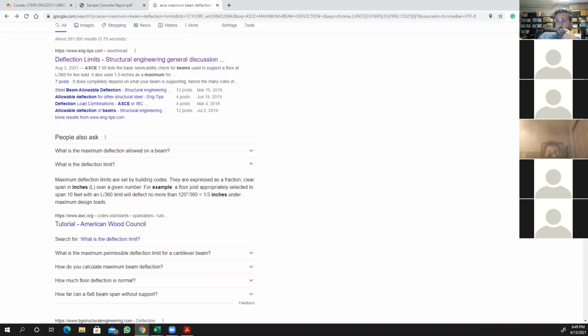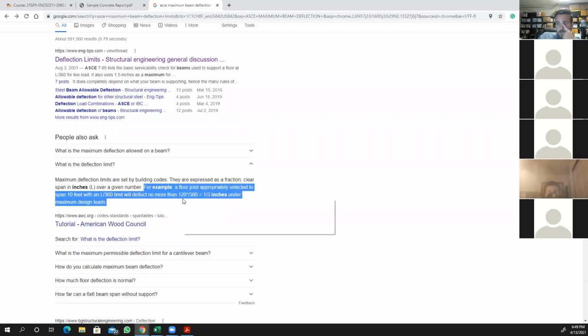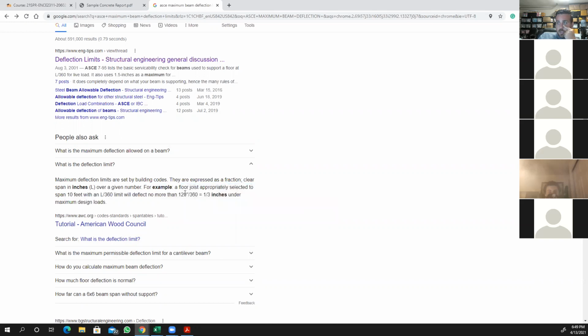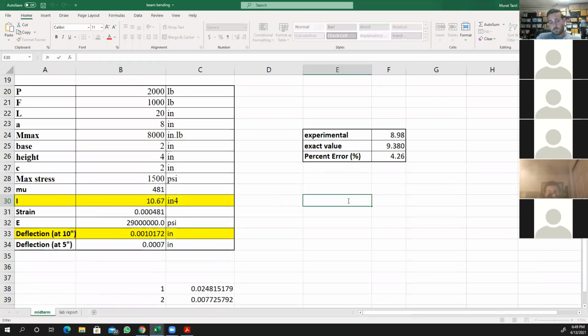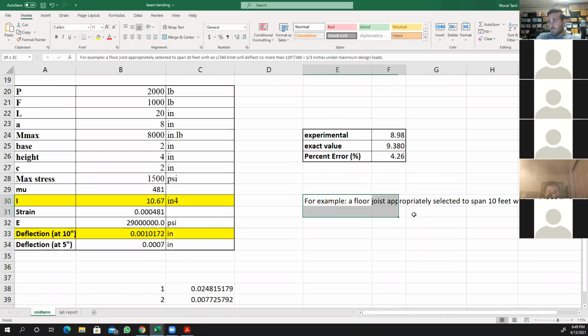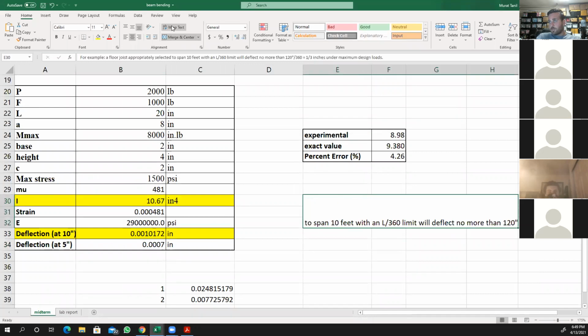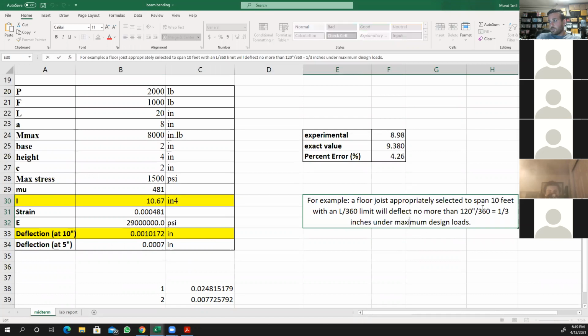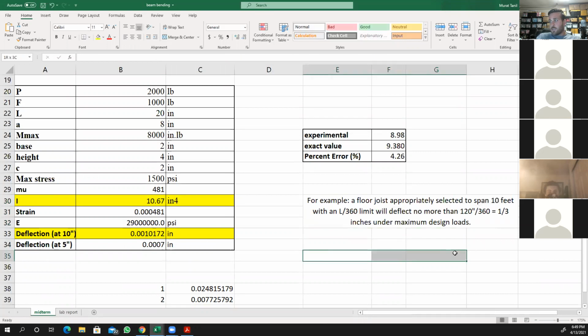If it's more than L over 360, what can you do? How can you lower that number? Let's ask this question to Patrick Bouquet. Patrick? Yes, sir. I'm asking you one simple question. Let's say you're designing this beam, okay? It's a floor joist, and this floor joist has 10 feet length.